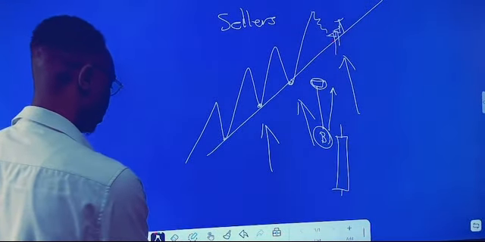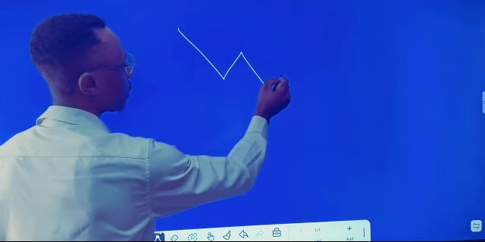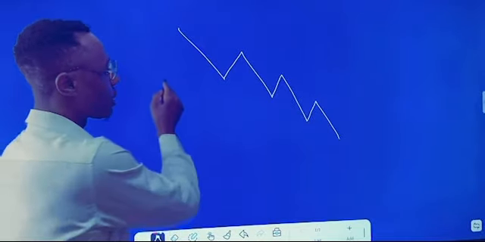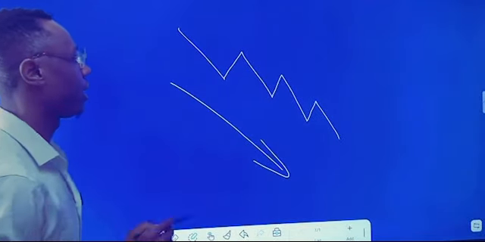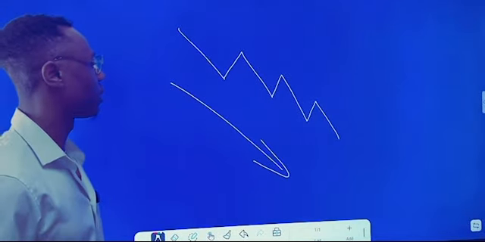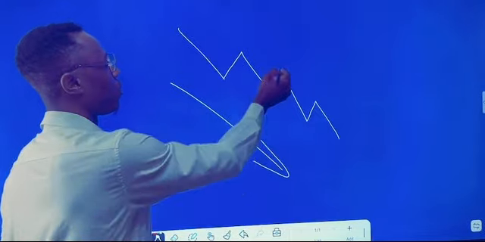Then we proceed. We have a bearish trend. The trend is bearish, and the market is creating what? In a bearish trend, we say the market is creating lower highs and lower lows.